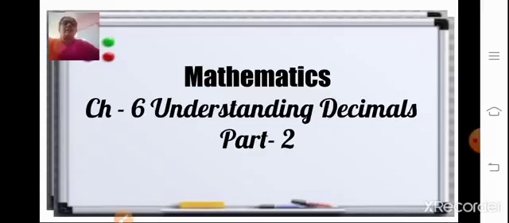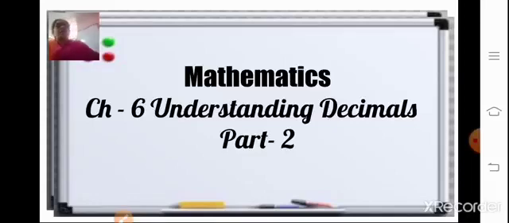Okay, now children, in the last class we studied the place value of decimal numbers and also the two parts in a decimal number. The part before the decimal point is called the whole number or integral part, and the part after the decimal point is called the decimal part or the fractional part. And also keep this in mind that as we keep moving to the right, the numbers get 10 times smaller.